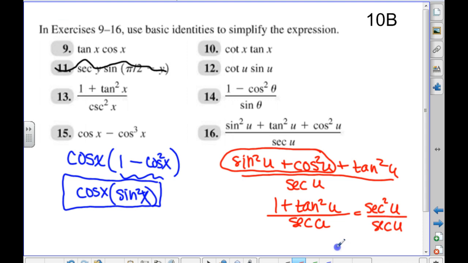Then what happens? Divide. But I'm kind of confused. Wouldn't it be like sine squared over secant plus cosine squared over secant, so you can't really add them? Alright. Maybe we can. Okay, let me go back.